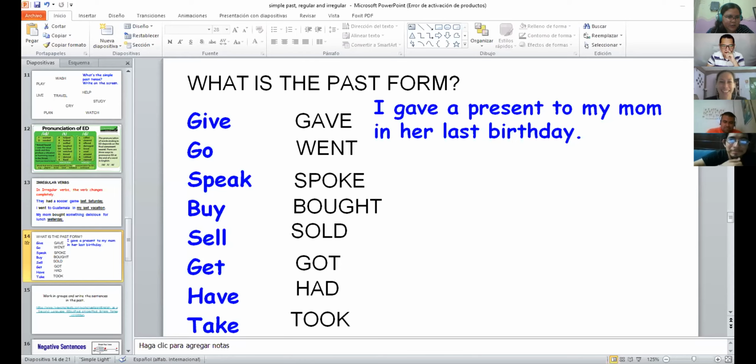Leonor's group, your turn. Leonor, you are alone. I'm alone. Your partners are not here. No, Rebecca is not here. Rebecca and Rina. No. Okay. I gave a rose bouquet to my mom for Mother's Day last year. We went park last weekend. She spoke in the oral presentation very well yesterday. Rina bought a pair of pants last week.